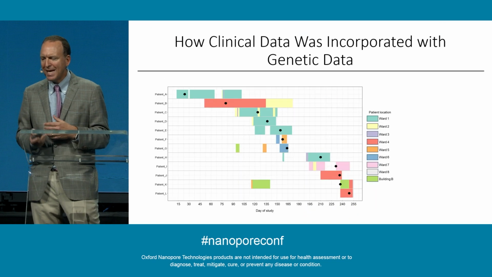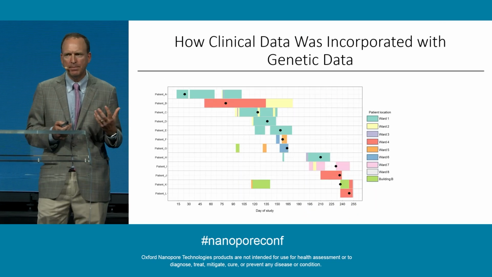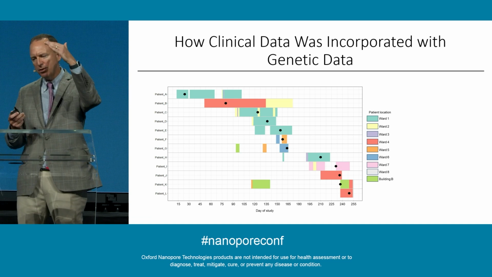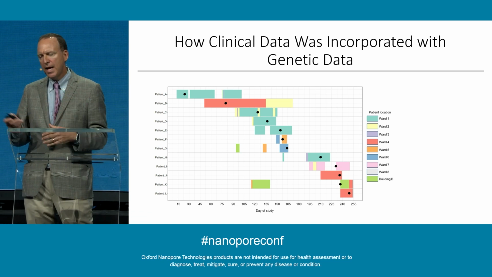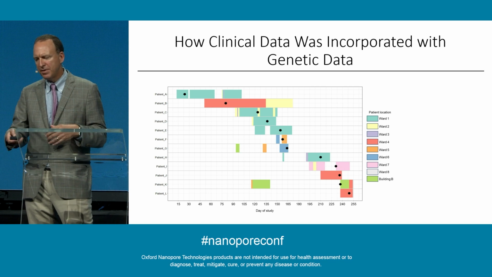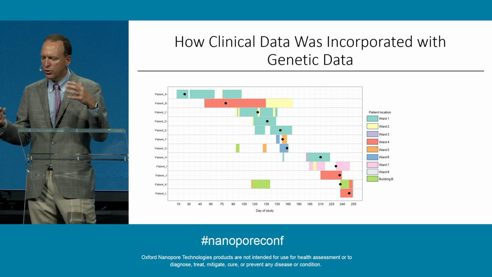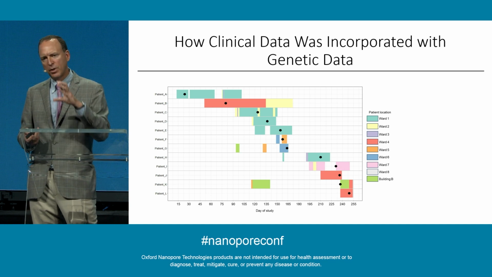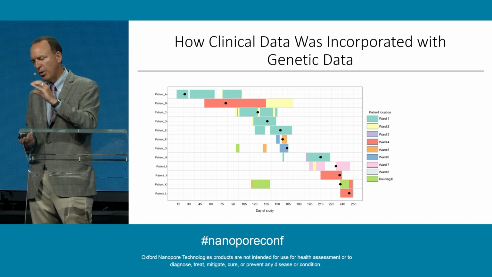Okay, so how do we integrate that with genetic data? On the left side of the panel is an individual patient, so it's patient A, B, C, D, E, and the color is the ward in which they're staying, and the time is the day of the study on the x-axis. Okay, so the black dots represent when they got their infection, and so you can ask the question, were they overlapping in where they stayed?